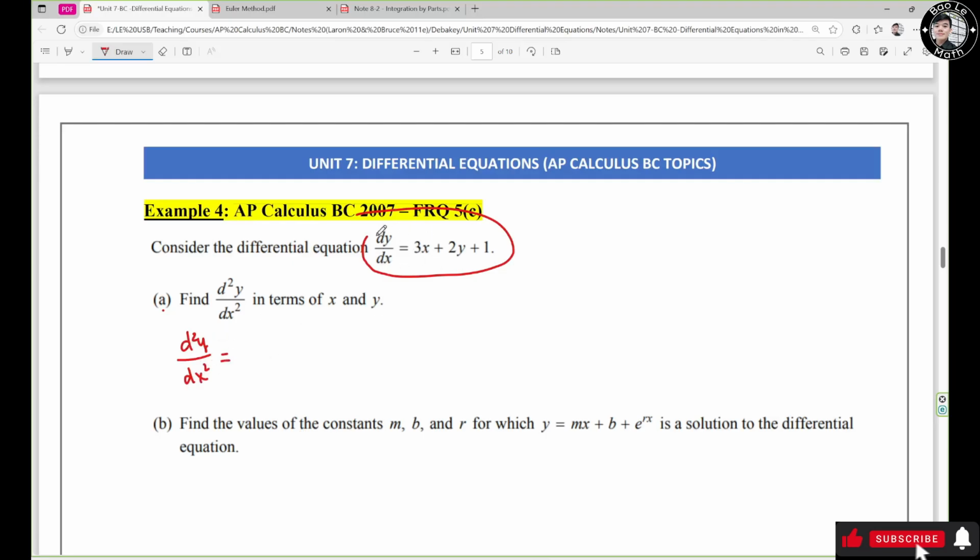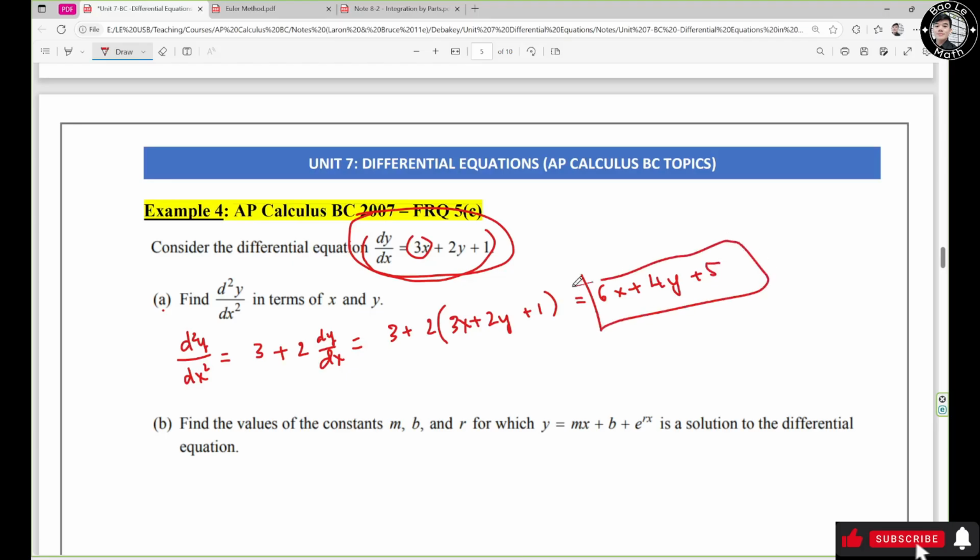Now, we need to calculate the derivative of this one with respect to s, right? So it could be 3, right? This one turns out to be 2 dy over ds, right? This one is a constant, so it's going to be 0. Now, it's going to be 3 plus 2 times dy over ds equals the whole thing right here. So it could be 3s plus 2y plus 1, right? Now I need to distribute this one and simplify it. So it turns out to be 6s plus 4y plus 5.